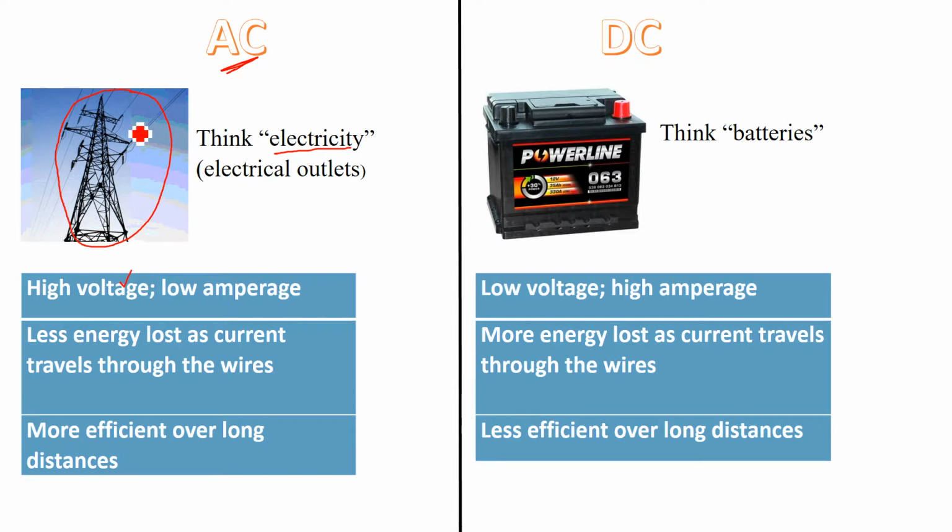is into the thousands of volts. Very, very low current, though, very low amperage when we're talking about the alternating current.